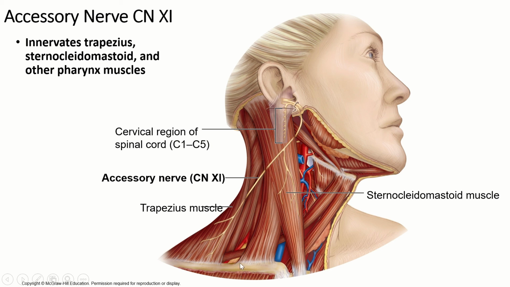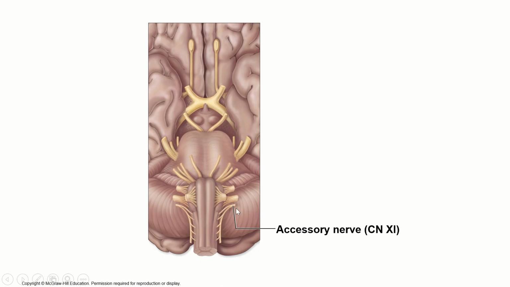How do I remember this? Because your shoulders and neck are where you hang your pretty accessories like necklaces. Okay, so it's the accessory nerve, number 11. Oh, and it goes like this. It just looks like earrings or a necklace or something, doesn't it? Accessory nerve. That's number 11.